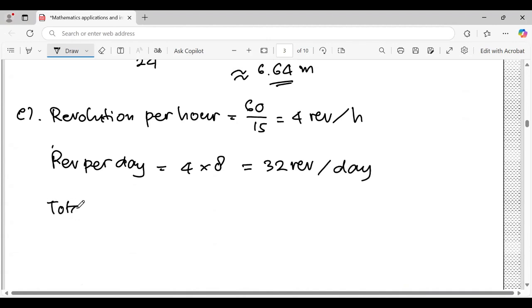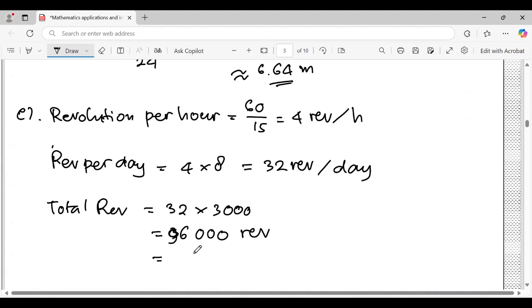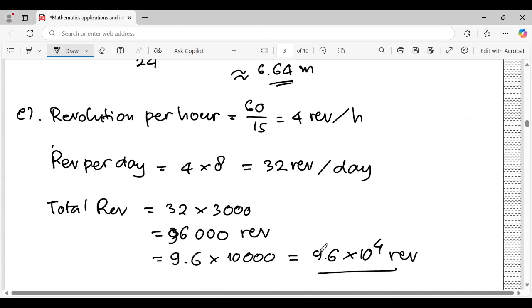Now the total revolutions equal 32 times 3,000, because 3,000 days, and it is 96,000 revolutions, and we are going to convert it to 9.6 times 10 power 4 revolutions. This one. This is 9.6.